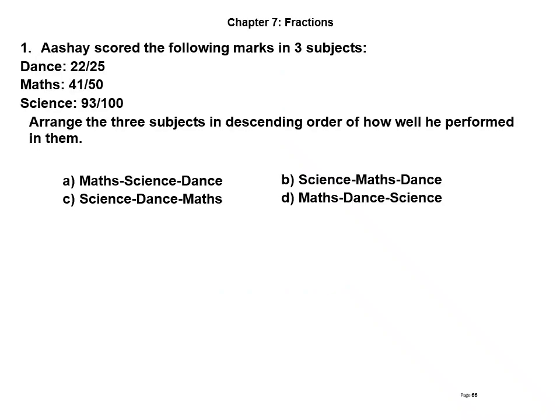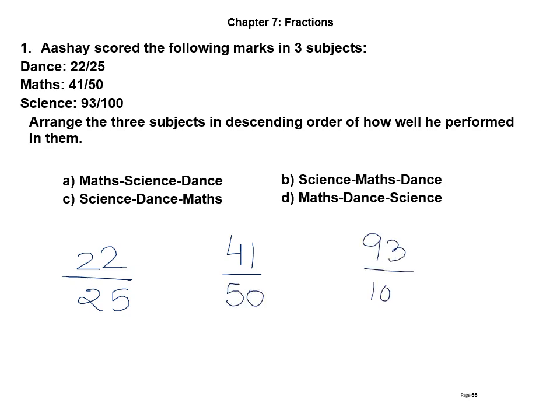Let's start quickly. तो चलिए स्टार्ट करते हैं चैप्टर 7 फ्रैक्शंस। पहले क्वेश्चन से. Akshay and Aashay scored the following marks in 3 subjects. Dance is 22 out of 25, maths 41 out of 50, and science 93 out of 100. What do we have to do? Arrange these 3 subjects in descending order of how well he performed.